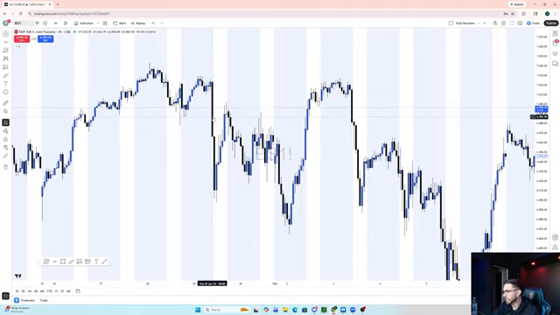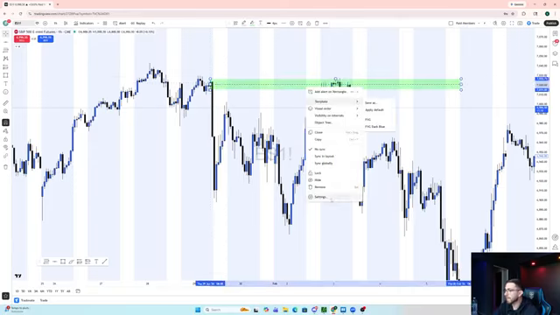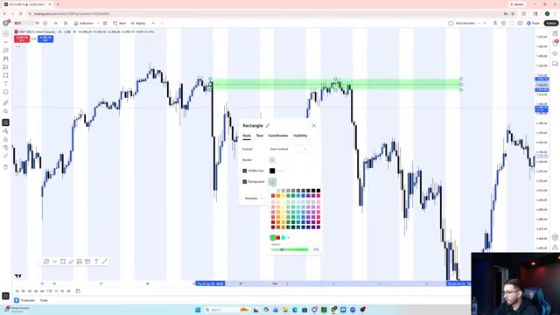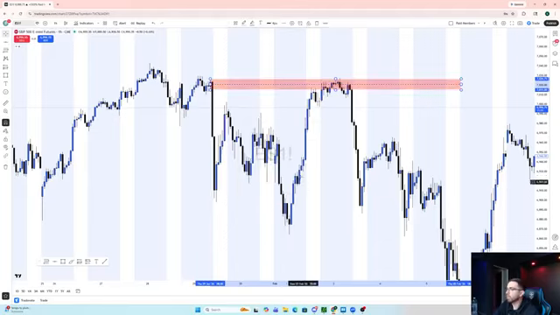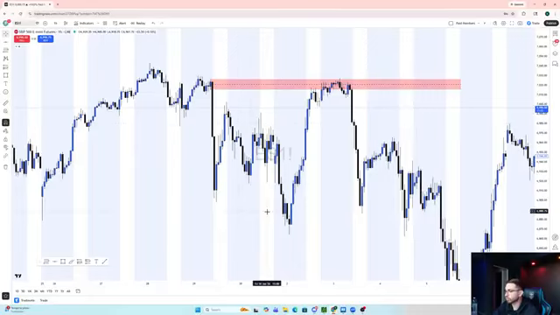So again, it's subjective. But then all we are going to do is take our box and plot it from the bottom of that green candle to the top of that green candle, and project this to the right. This is going to be our supply zone. This is where unfilled institutional sell orders are sitting within the market. So what we are waiting for is for price to return back up into this area, and then we start looking for rejections.